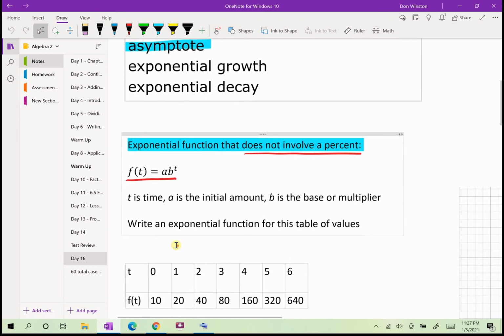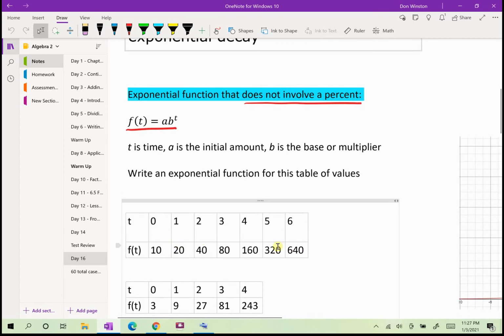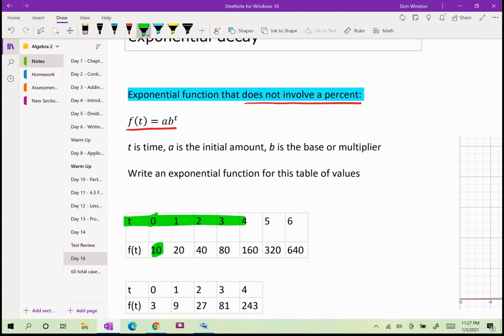So let's take a look here. We have a table, and we see that at time 0, f of t is 10. We have a table of values that give us time, and then f of t. Now again, a is the initial amount. That's when t is equal to 0. That's where things start. So when t is equal to 0, f of t is 10, so a will equal 10. That's my initial amount.